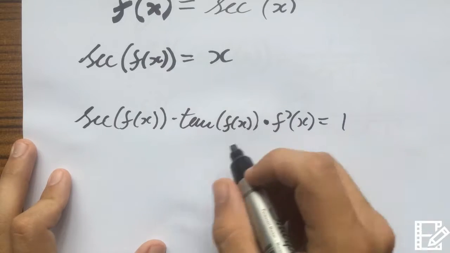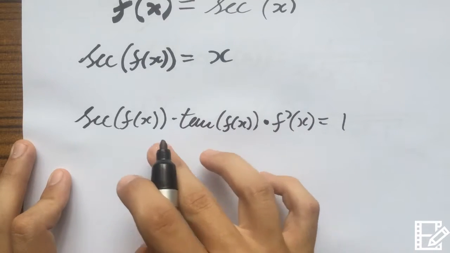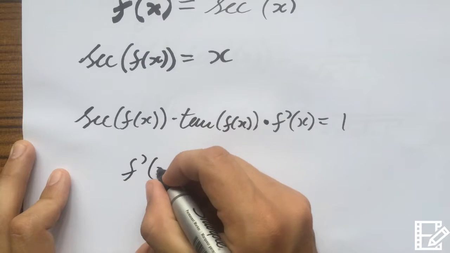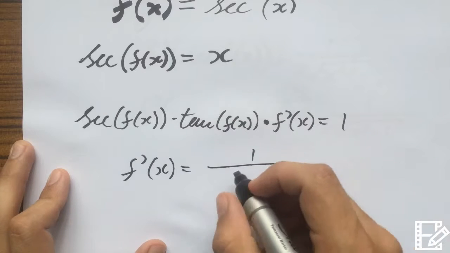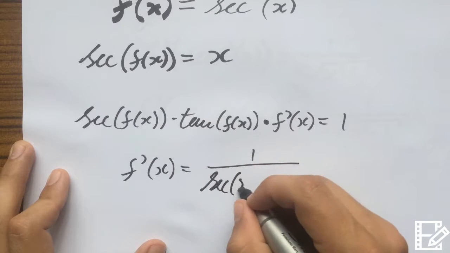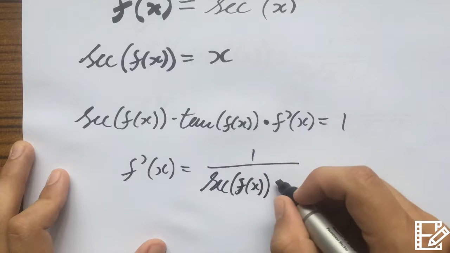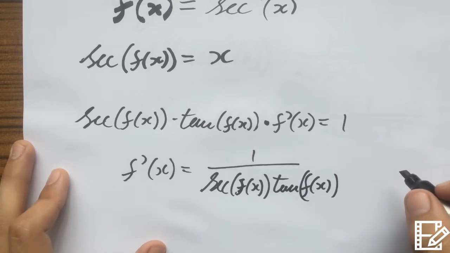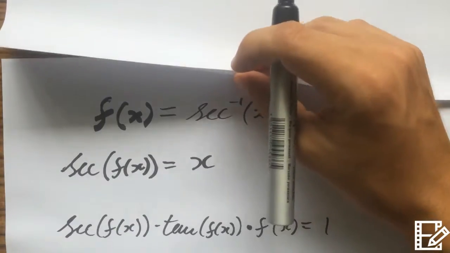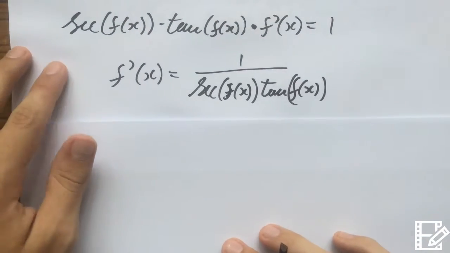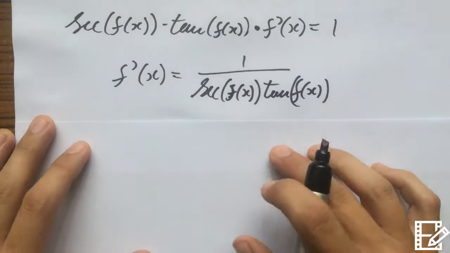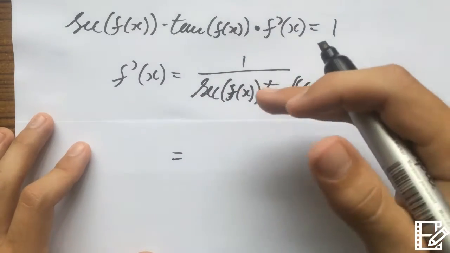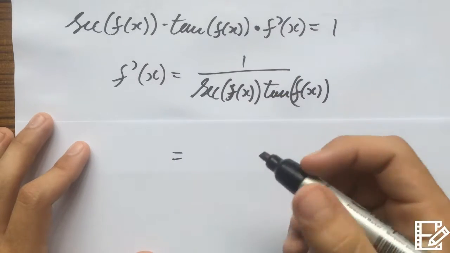Now that we have this, let's rearrange it a bit to get f dash x on its own. All that we'll need is just to divide both sides by sec f(x) multiplied by tan f(x). Now that we have this, what I'm going to do, I'm not going to explain it now, but it leads on, and I'll show you why I did it in a few steps.